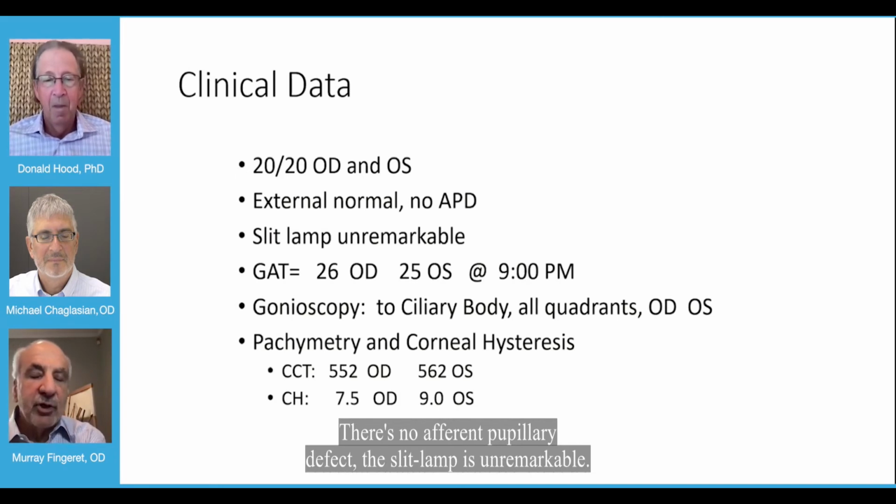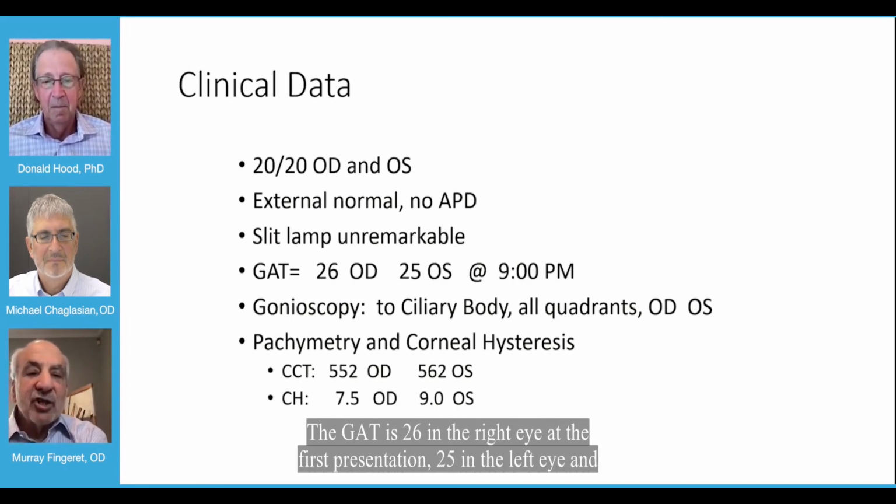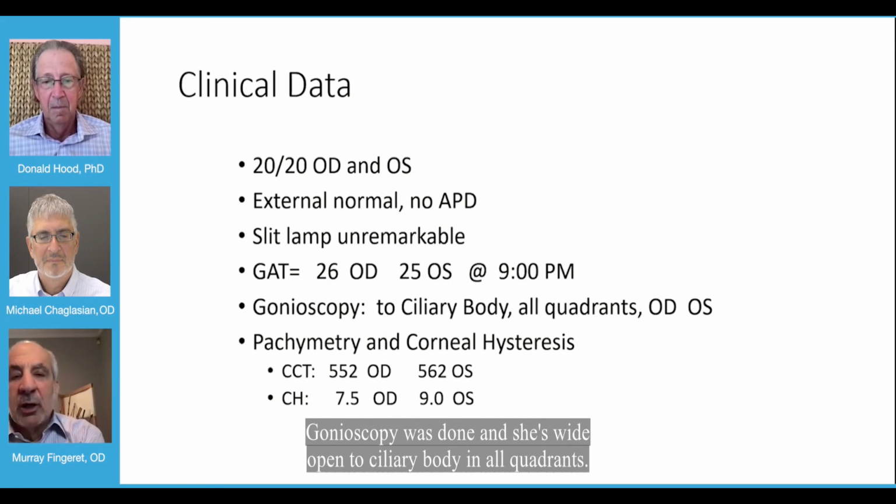The slit lamp is unremarkable. The Goldmann tonometry is 26 in the right eye at the first presentation, 25 in the left eye. And gonioscopy was done, and she's wide open to ciliary body in all quadrants.